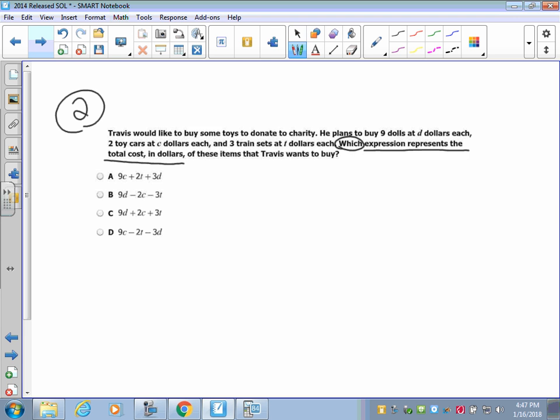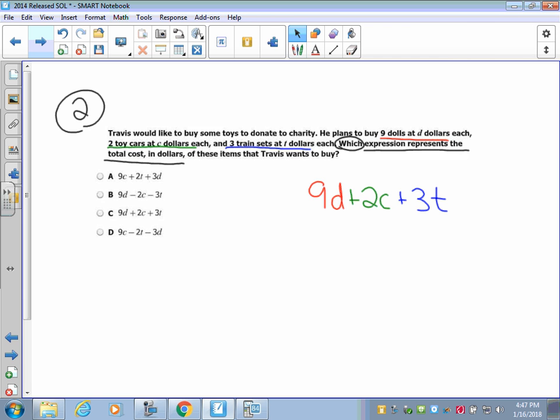So this is pretty straightforward. He plans to buy 9 at D, so that's just 9D. 2 toy cars at C, so it's plus 2C. And lastly, he plans to buy 3 train sets, so plus 3T. So that's how much he's going to spend. And if we look at our answers, it'll just be letter C.